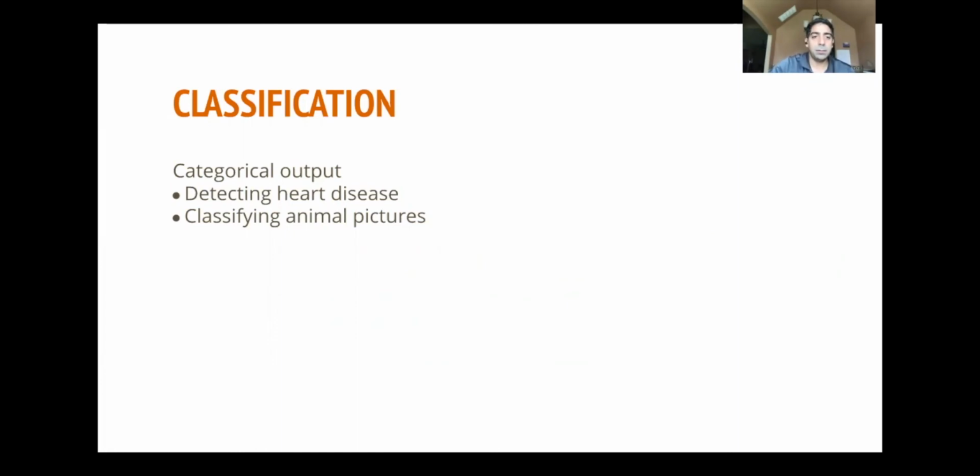And then for classification, as I said, that's when you have categorical output. Like, we want to see if somebody is sick or not, or you have a bunch of pictures of animals and you want to know what animal that is.